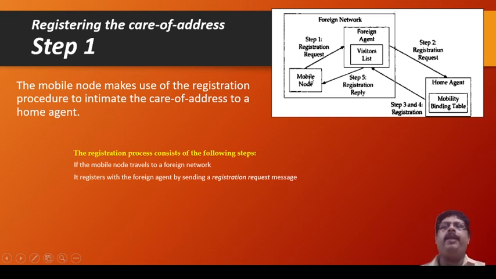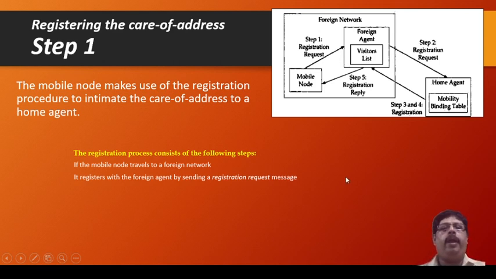To do that, it needs a Care-of address. What happens? The Care-of address is generated in the foreign network and it is intimated to the home agent. Whenever a call or some data packets have to be transferred to that particular mobile node, the home agent will use that Care-of address to connect with the respective foreign network. So that is why it is very important for a mobile node to register the Care-of address. I hope you got an idea of the need for registering the Care-of address.